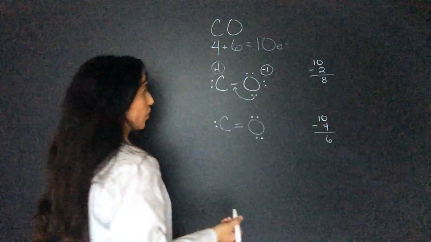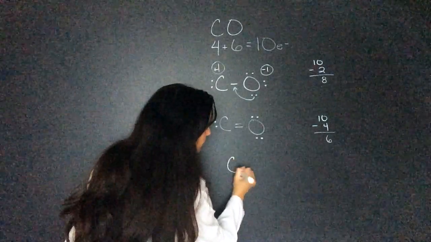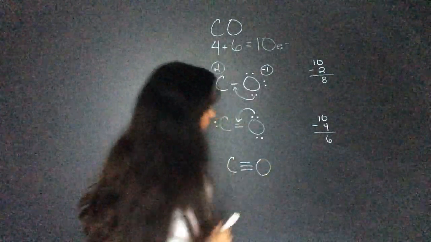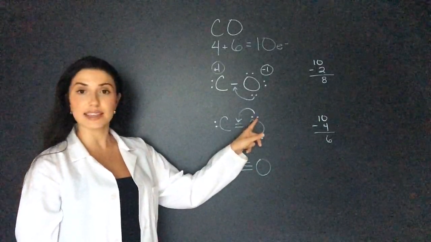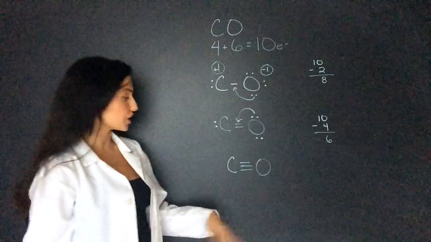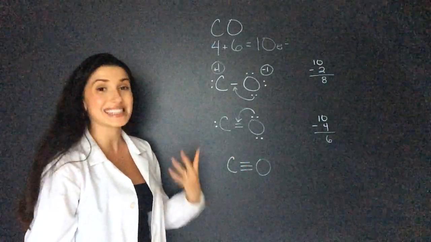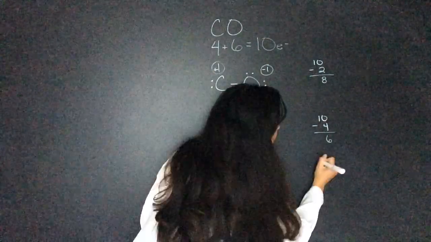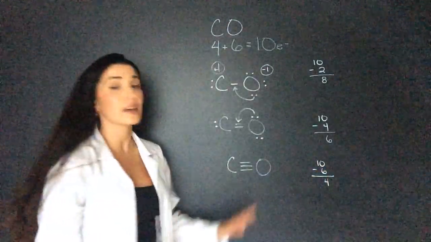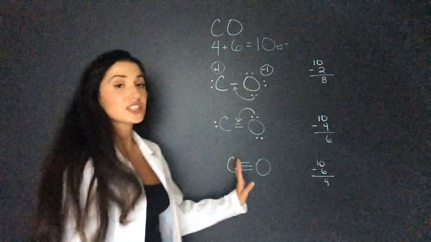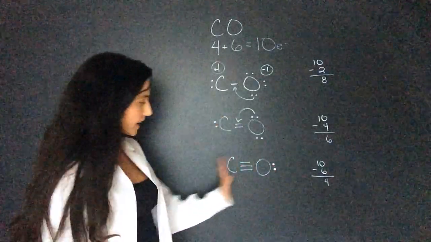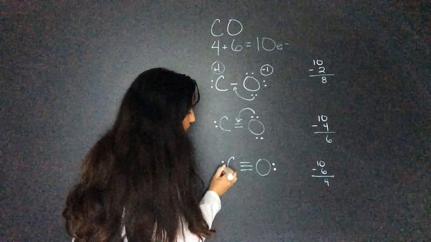So let's draw one more time. C triple bond to O. So now we've taken the electrons from the oxygen and added a triple bond here. So we have 3 bonds, that's 6 electrons that are bonding. 10 minus 6 is 4. So I have 4 electrons left over. Oxygen has 6, so I'll put 2 over here. And carbon has 6, so I'll put 2 over here.